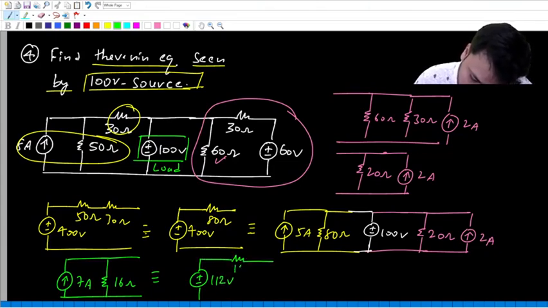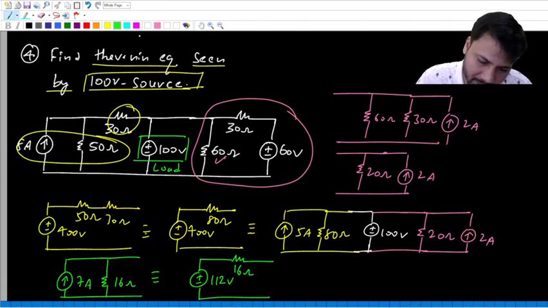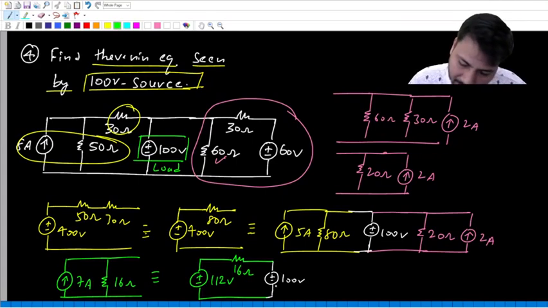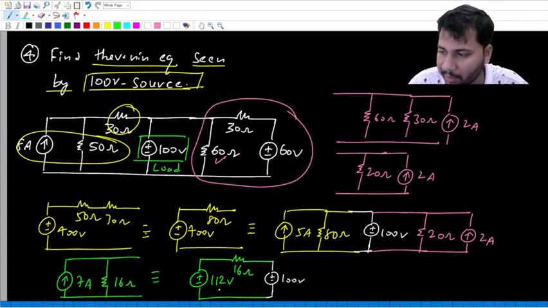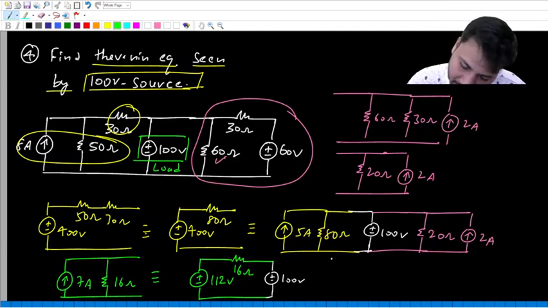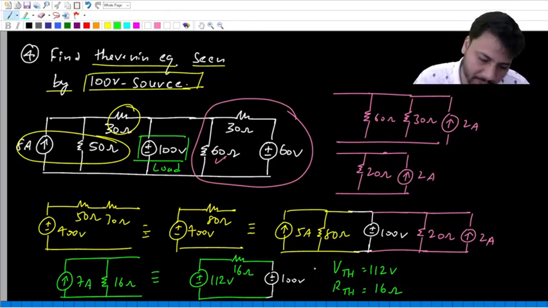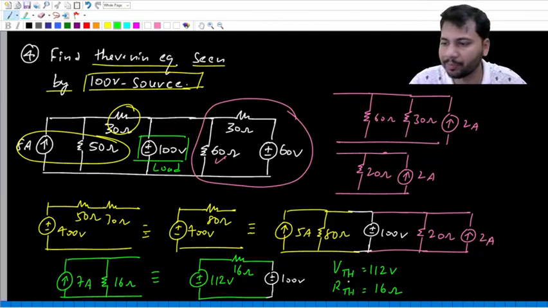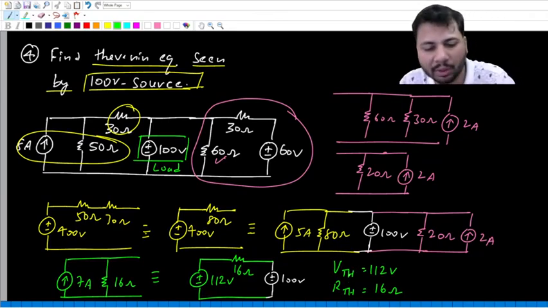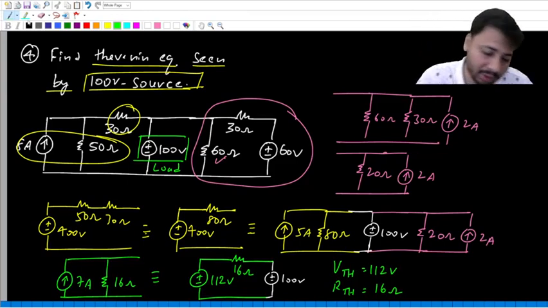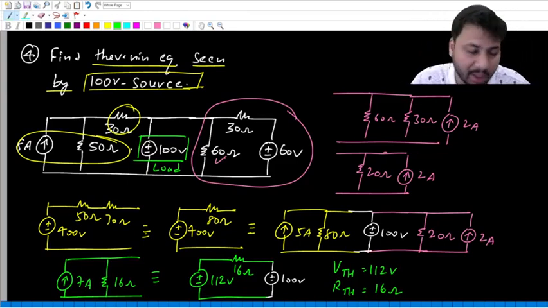In series with the same 16 ohm resistor, and then of course we have the original 100 volt source. That's all. So finally, across the 100 volt source, we have a single voltage source in series with a single resistance. So the value of VTH is 112 volts, and the value of RTH is 16 ohms. These are the values of VTH and RTH. So by doing repeated source transformation, we are able to find the Thevenin equivalent seen by the 100 volt source.